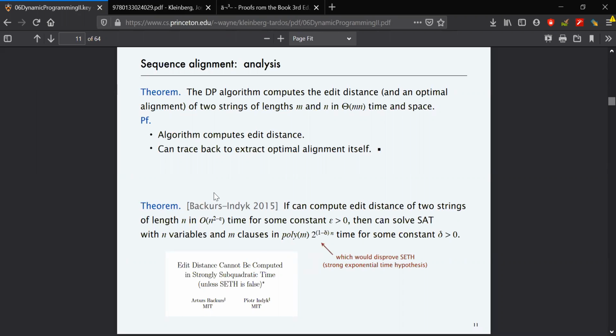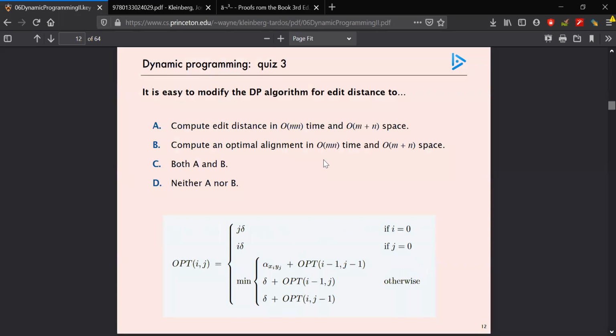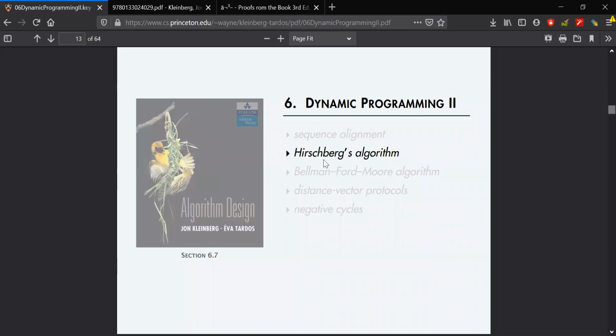Now what we want to do is that this also uses order m into n space, and we want to get rid of this much space usage. I'm not going to discuss this one now because I think we already spent a lot of time here. Let's go to the space saving algorithm.